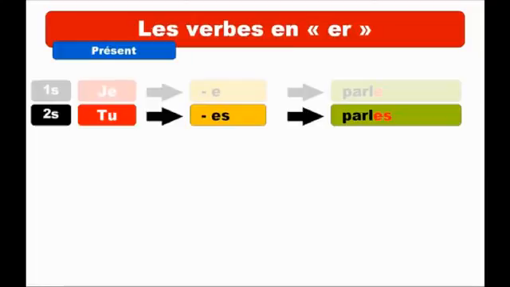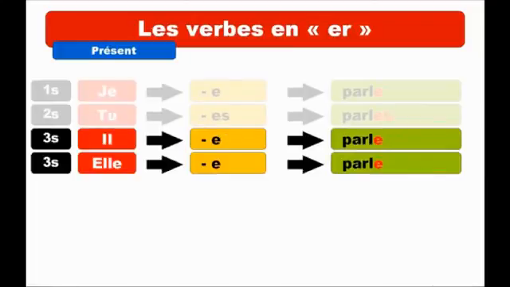Okay, so third person, the ending is e. So it's the same ending as for je. And so you'll get il parle and elle parle. Repeat. Il parle. Elle parle. Okay? So actually what you can see is that what you pronounce for the first person, second person and third person is the same form. It's je parle, tu parles, il parle, elle parle. Okay? So it's actually not that difficult.